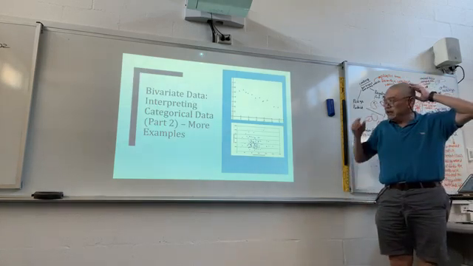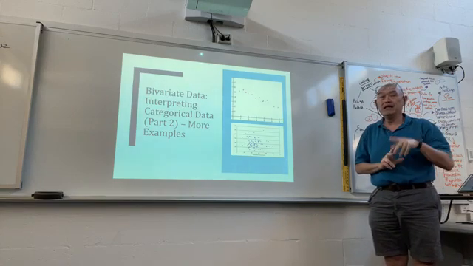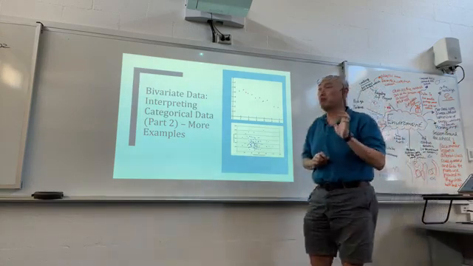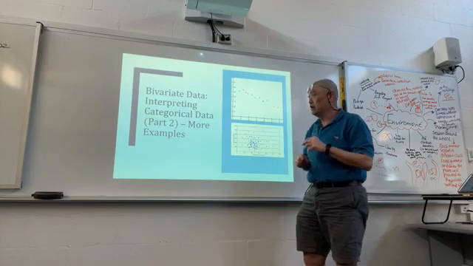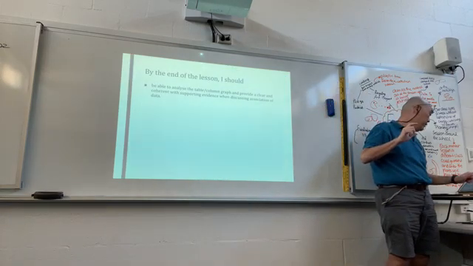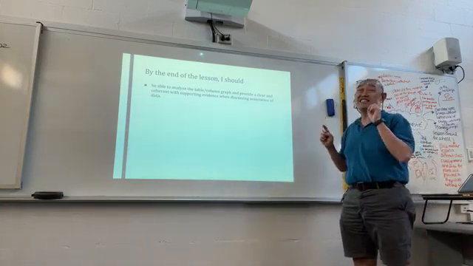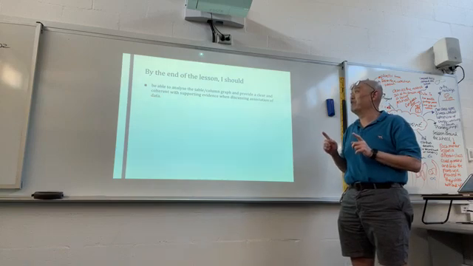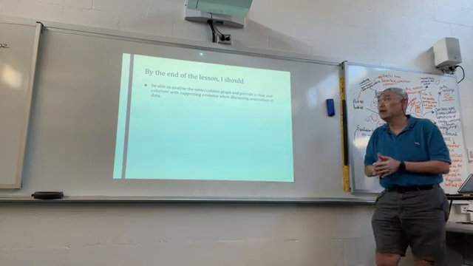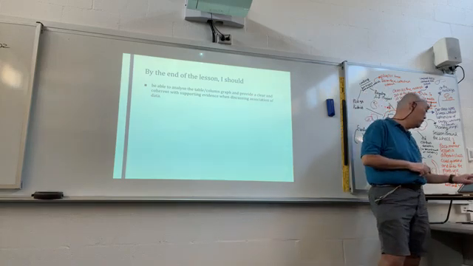What we're going to do today is look more at interpreting categorical data. I'll give you a couple more examples from the book, and this is how you should actually answer the questions in the exam. By the end of the lesson, you should be able to analyze the table or column graph and provide a clear and coherent explanation with supporting evidence when discussing the association of data.